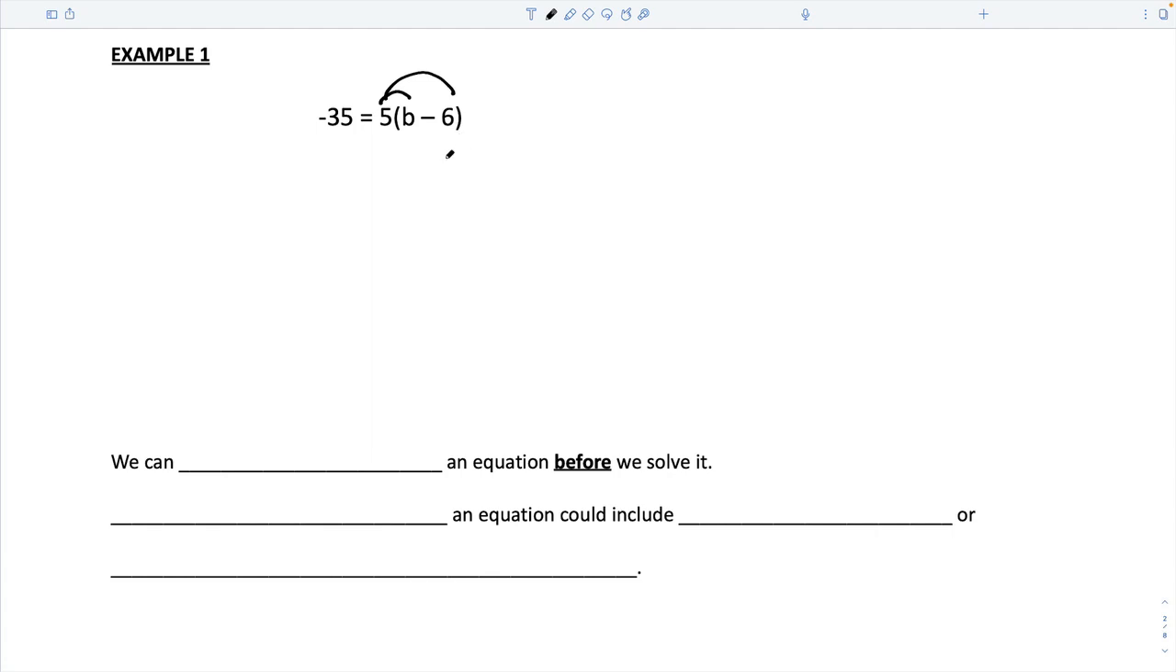When a 5 is outside parentheses, we multiply it by both numbers inside, or variables. 5 times B is 5B. 5 times negative 6 is negative 30. What did I forget to do that you guys did an excellent job of, Logan? Drawing a line. Yeah. Let's be organized, okay?